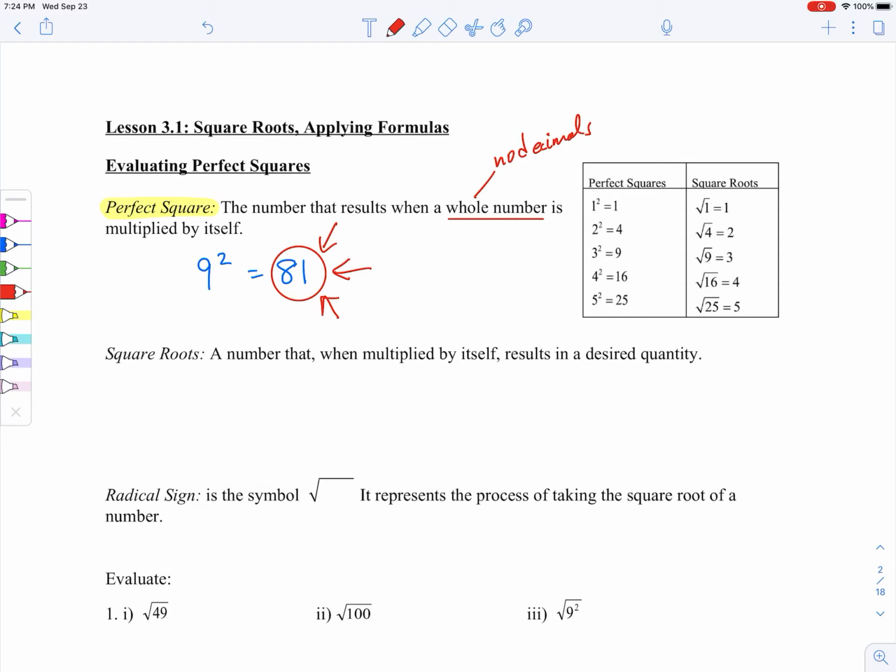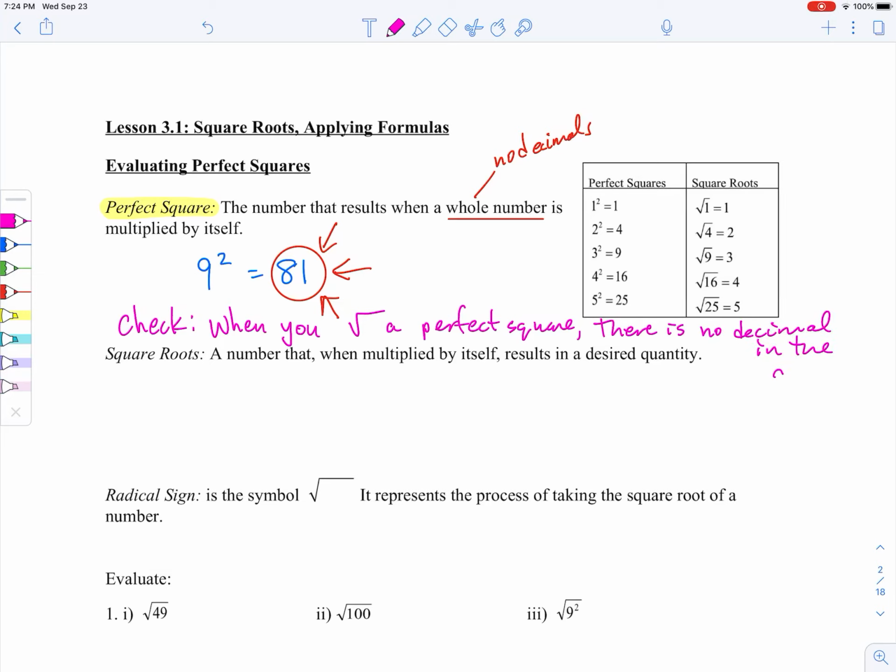Another way of knowing if a number is a perfect square, you can check. If you take the square root of a perfect square, there is no decimal in the answer. So if you're not sure if a number is a perfect square, you can always use your calculator, square root it, and see if there's a decimal. If there is, then it wasn't. But if it turns out to a nice number with no decimals, then it was a perfect square.